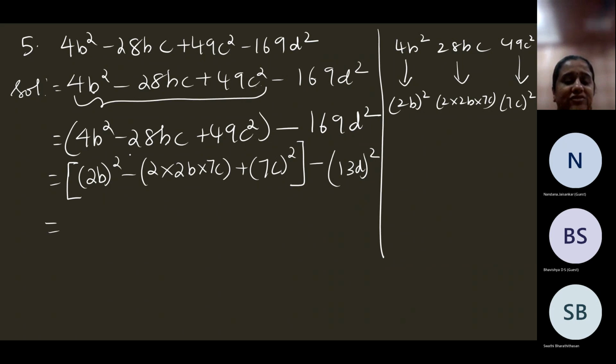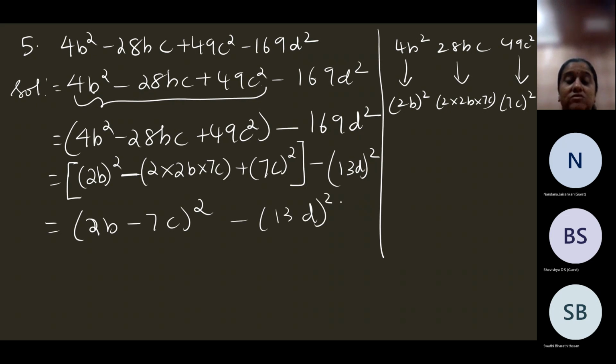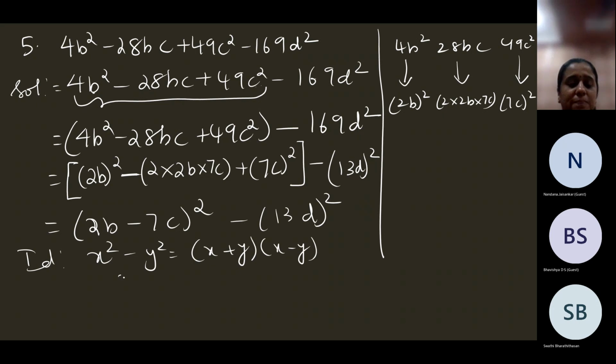Now this is like x square minus 2xy plus y square. So it will be x minus y the whole square because of the minus 2xy. So 2b minus 7c the whole square, minus 13d the whole square as it is. Now further, the identity is x square minus y square is equal to x plus y into x minus y, wherein x is, what is x?